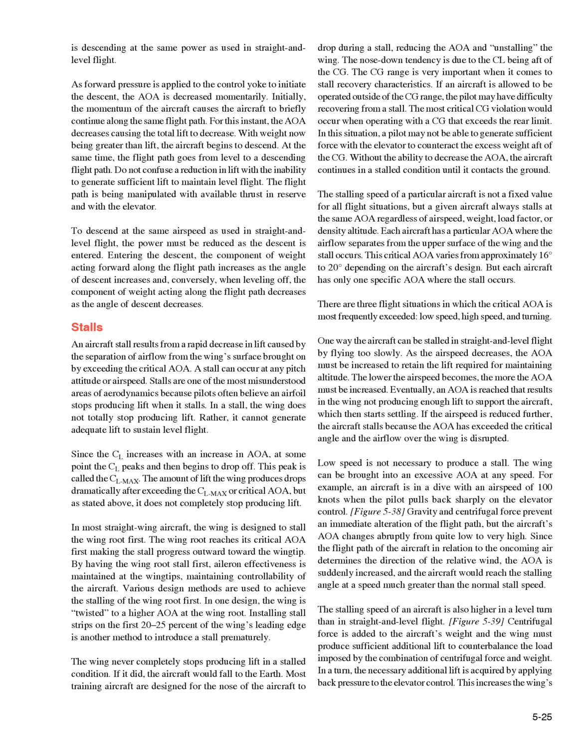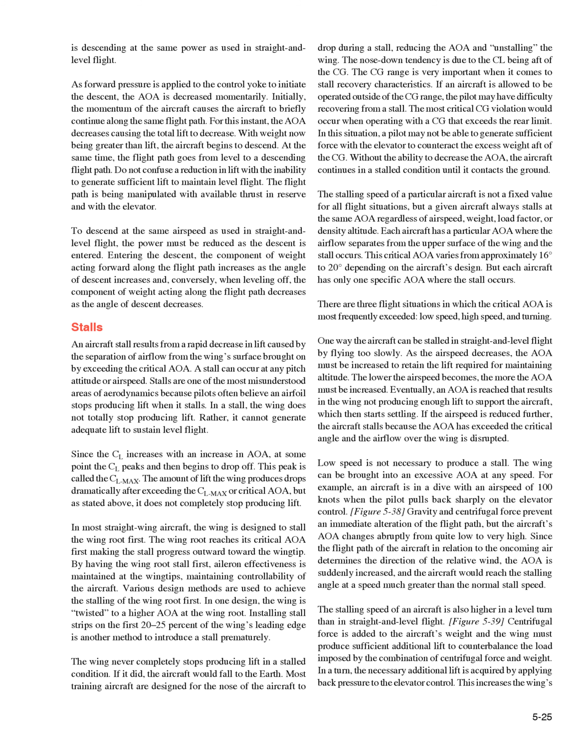One way the aircraft can be stalled in straight and level flight is by flying too slowly. As the airspeed decreases, the OA must be increased to retain the lift required for maintaining altitude. The lower the airspeed becomes, the more the OA must be increased. Eventually, an OA is reached that results in the wing not producing enough lift to support the aircraft, which then starts settling. If the airspeed is reduced further, the aircraft stalls because the OA has exceeded the critical angle and the airflow over the wing is disrupted. Low speed is not necessary to produce a stall. The wing can be brought into an excessive OA at any speed.